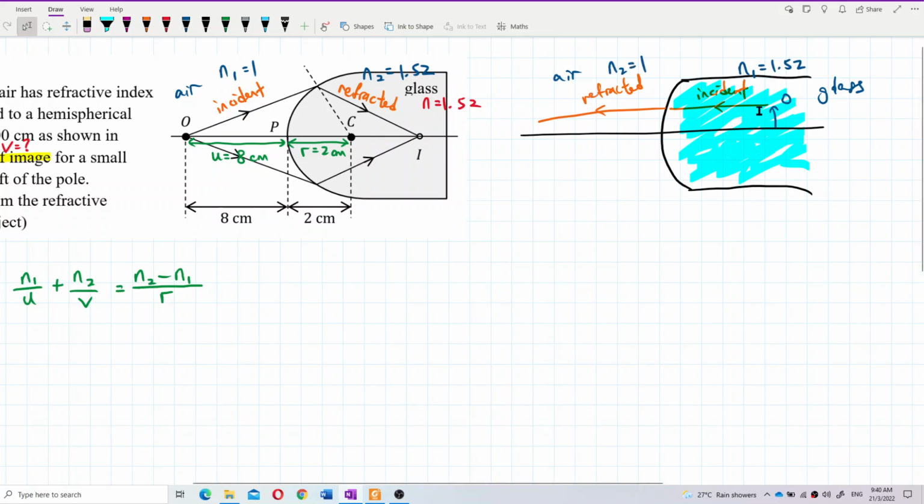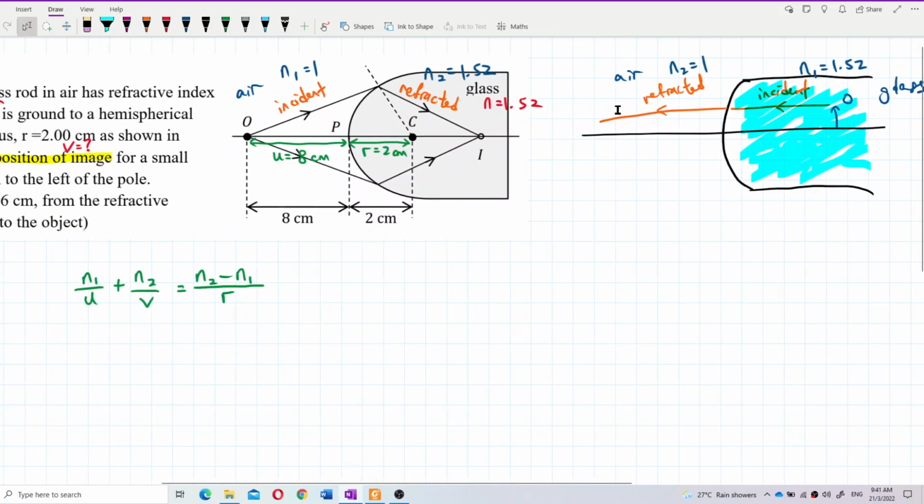Understand? So if the light comes from the glass to the air, then the glass will be N1 and air will be N2. If the light comes from the air into glass, then the air will be N1, glass will be N2. Understand? Light comes from air to the glass, so this is N1, N2. If the light comes from glass to the air, glass is N1, air will be N2. So N1 is always with the incident ray, N2 always with the refracted ray.